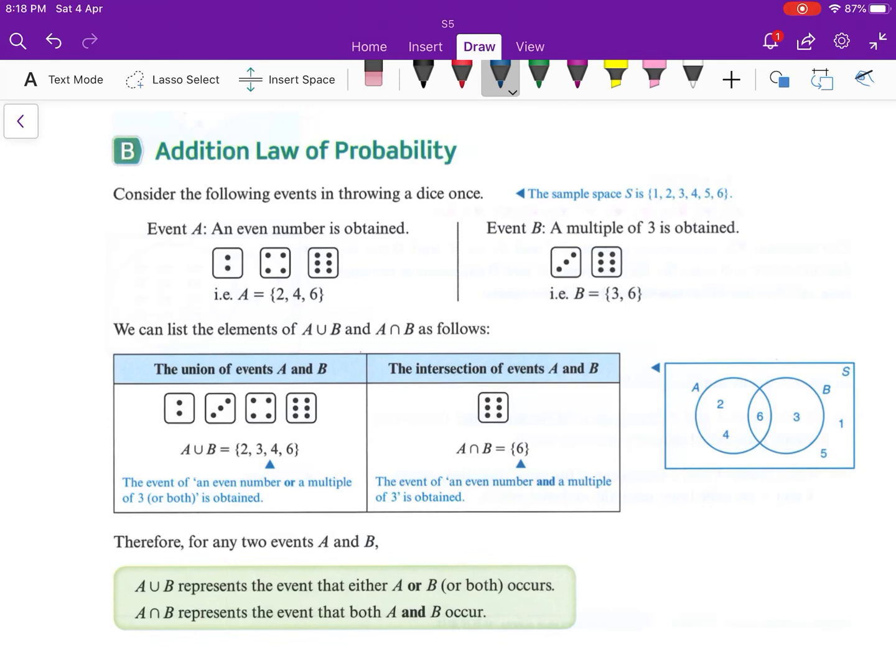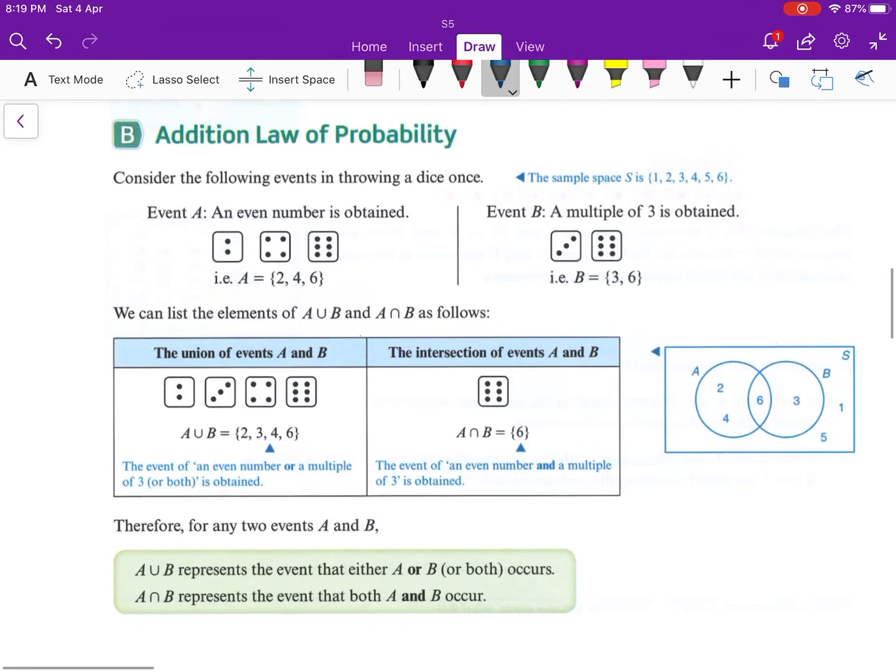So now take a look at session B first. The addition law of probability, what does it mean? It means that if we want something or something to happen, or something and something to happen at the same time, how can we calculate the probability? So take a look at this, okay?